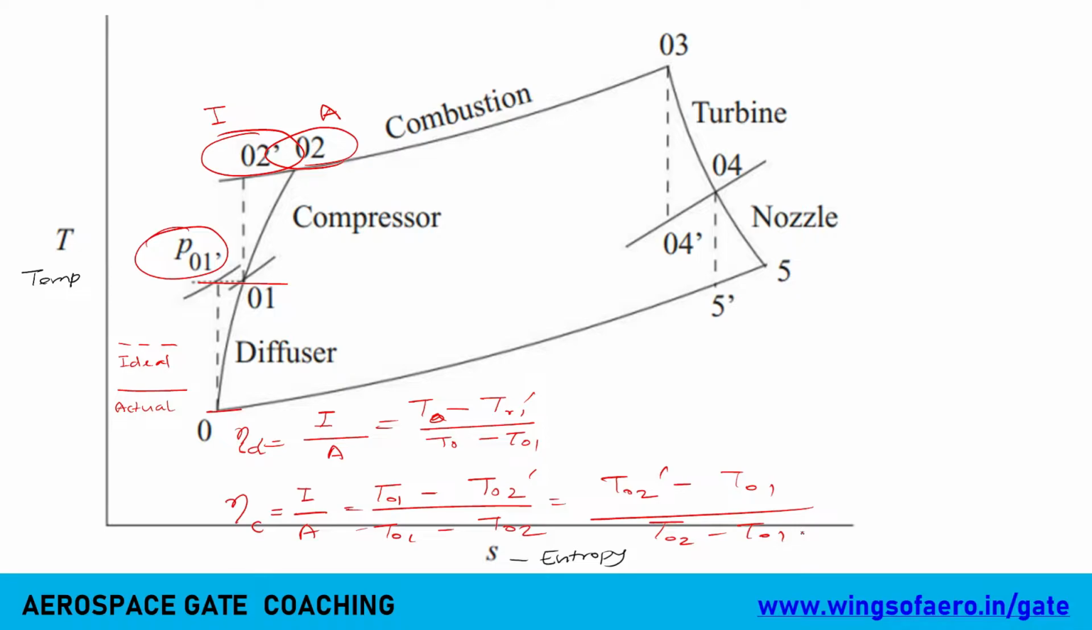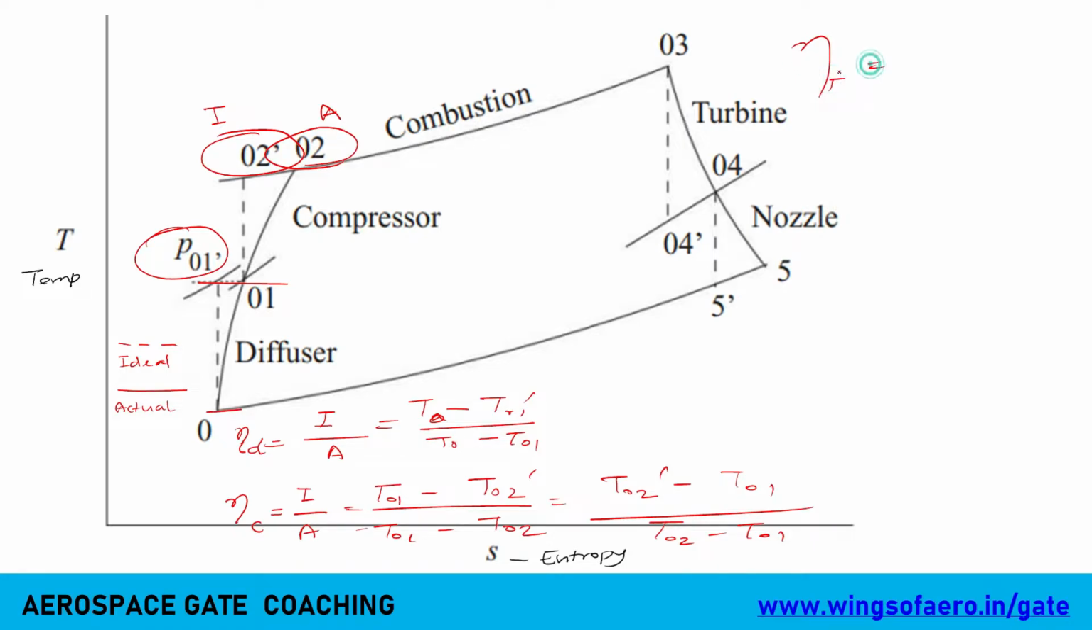It's not going to make much difference. Now this is for the diffuser and I have explained for the compressor. Now how to remember for the turbine and the nozzle? To solve the problem, these tricks are going to help you.